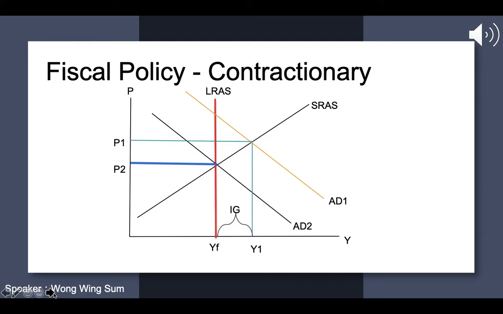However, in the contractionary case, we can see that it is a little different. The AD curve will shift to the left, and that also means the price will decrease, because contractionary means that the government expenditure will decrease, but the net tax is increasing.